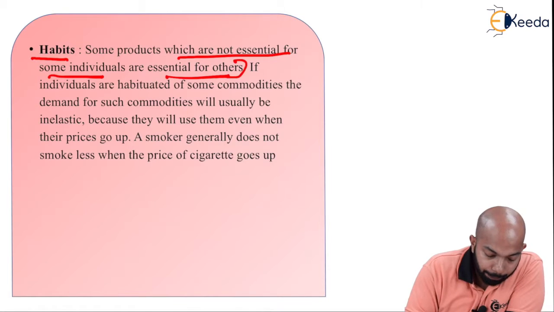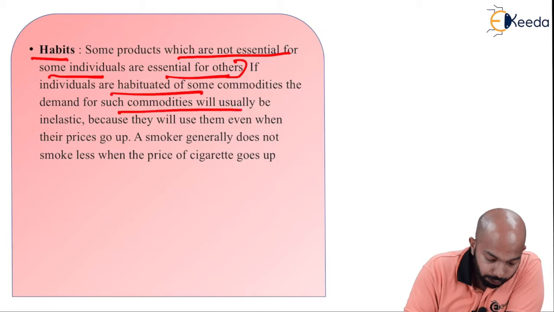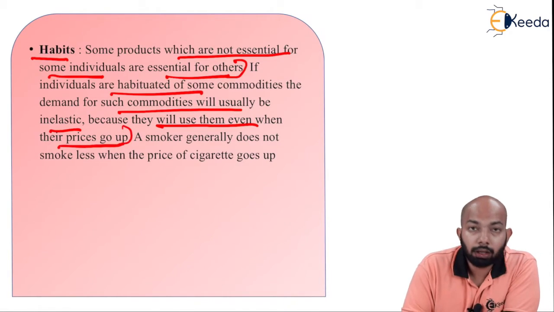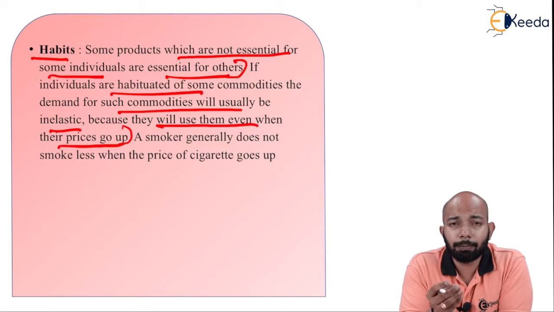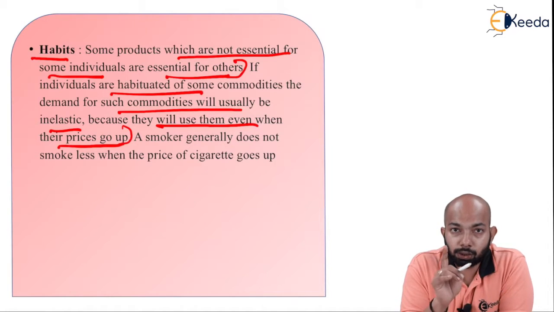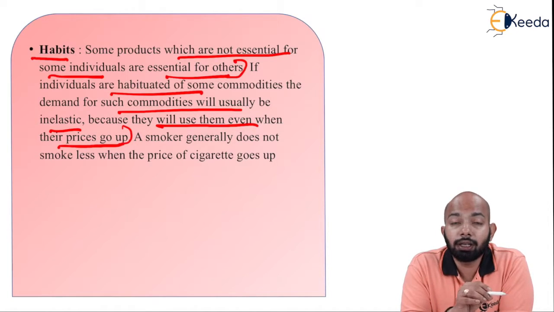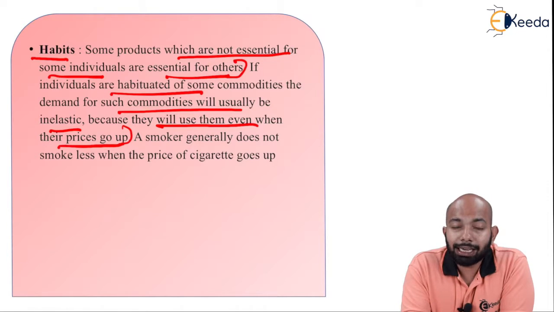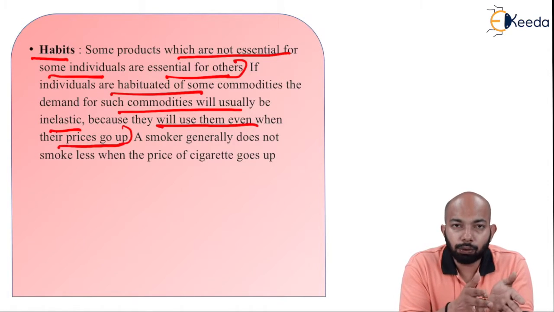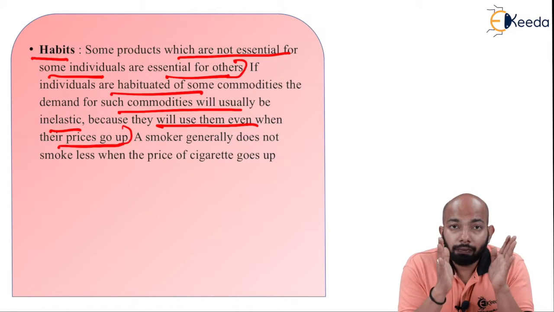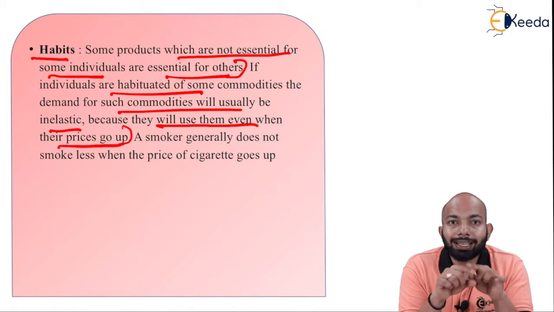If individuals are habituated to some commodities, the demand for such commodities will usually be inelastic because they will use them even when the prices go up. For example, iPhones are the best example. Now, iPhones have a very convenient and user-friendly interface. This is one of the most important factors if you're using a phone. If you're using an Android phone, you have to go into different folders, this, that, and everything you have to do. It's completely crap. But when you're using an iPhone, everything is on one screen itself.